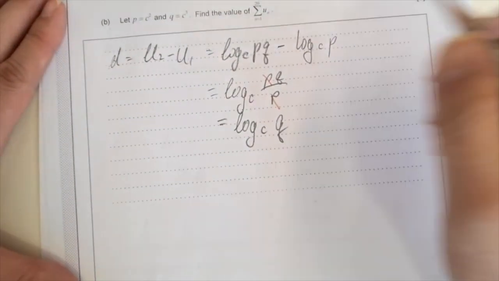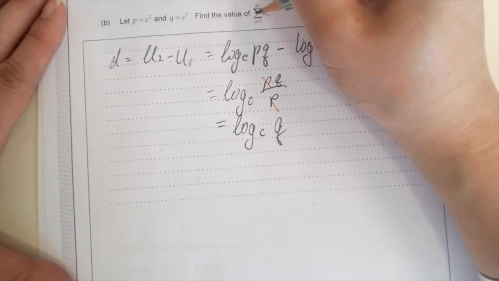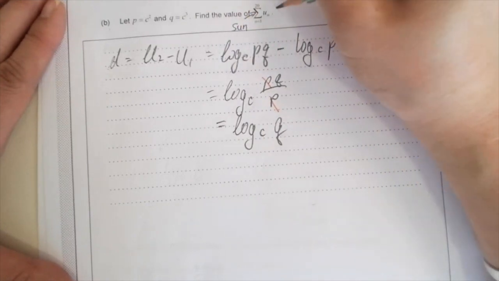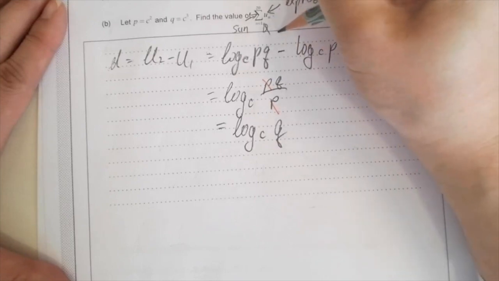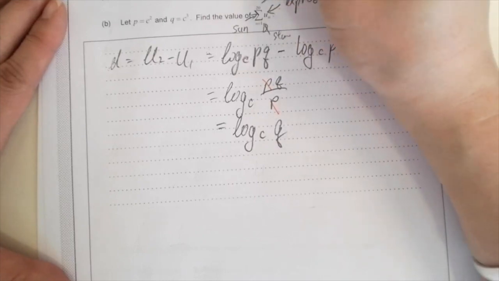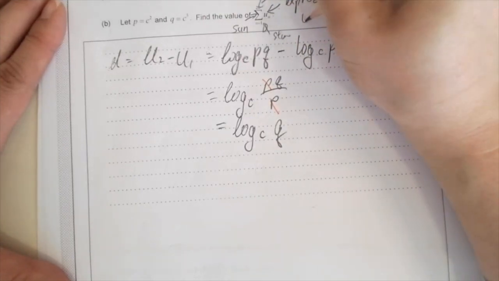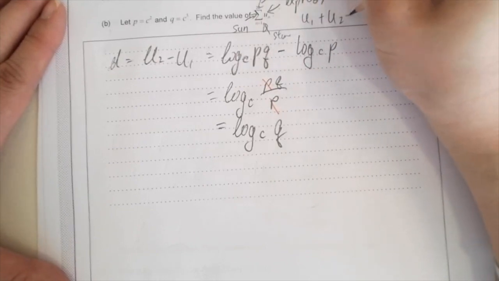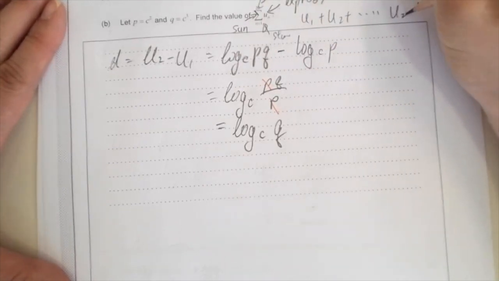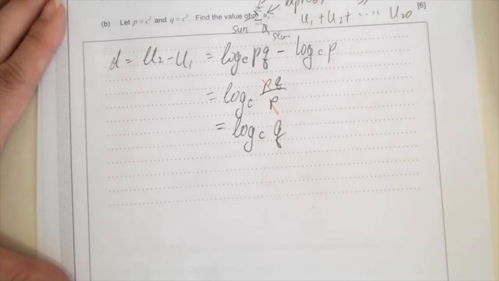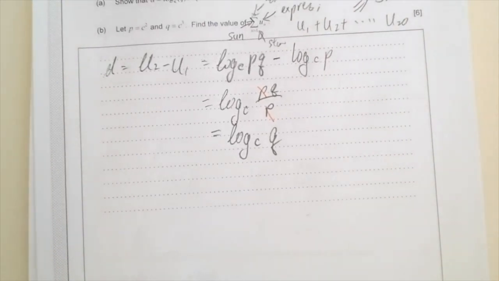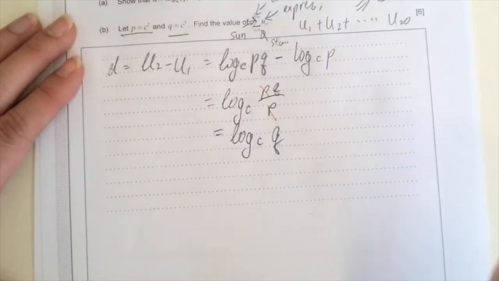Happy? Okay, and now we go to the summation. Summation means a sum of an expression. This is the starting point and this is the ending point, so it's actually u1 plus u2 up to u20. The question is asking for the sum of the first 20 terms. Now we need our d and our u1, and with this information we'll get it.